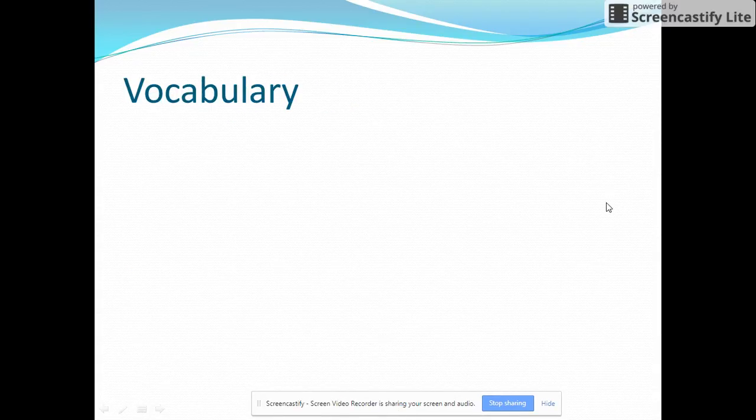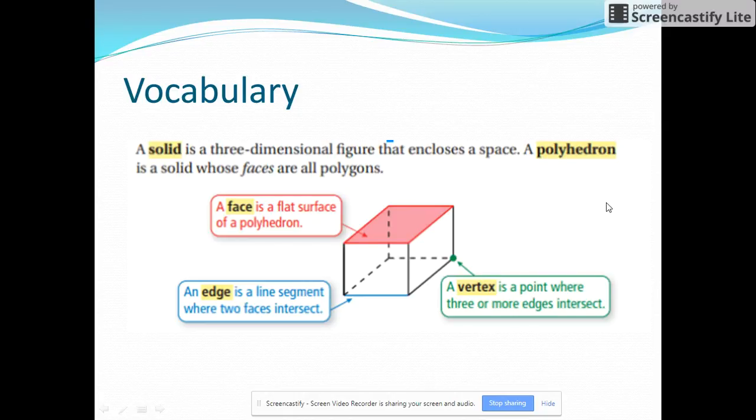So, before we begin, I'd like to talk about some vocabulary words that you should be familiar with. In the 6th grade, you really only talk about two-dimensional shapes, but in the 7th grade, we begin to talk about three-dimensional shapes. So when we talk about three-dimensional shapes, I'm going to refer to them as solids. Solids are three-dimensional shapes that enclose a space. A polyhedron is a solid whose faces are all polygons. This solid is a rectangular prism, in which all the faces are rectangles.